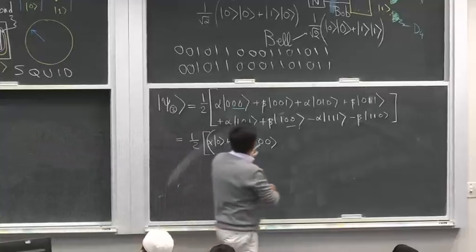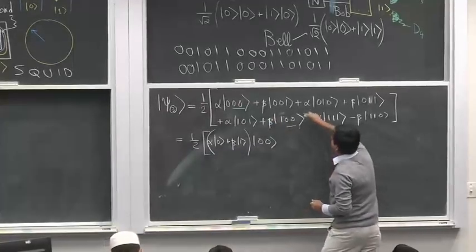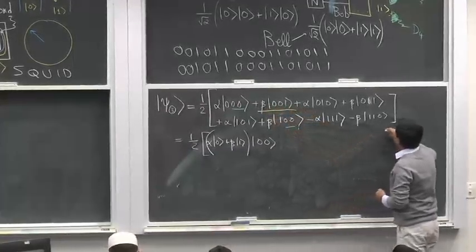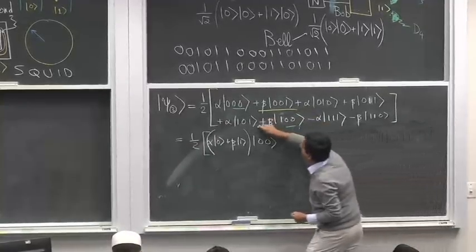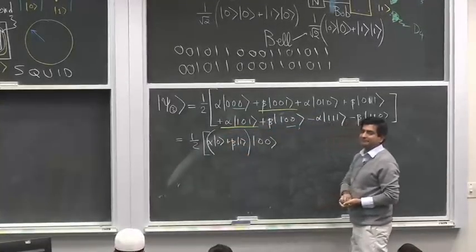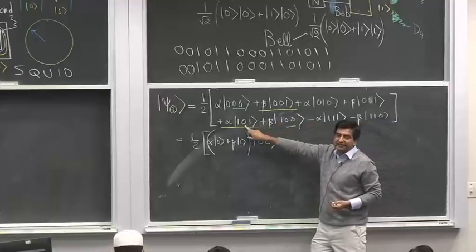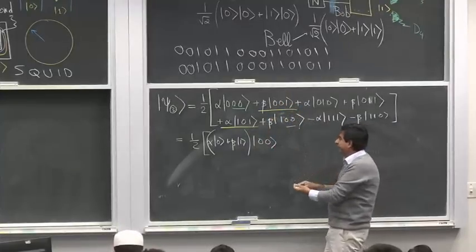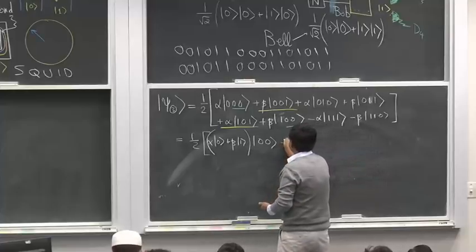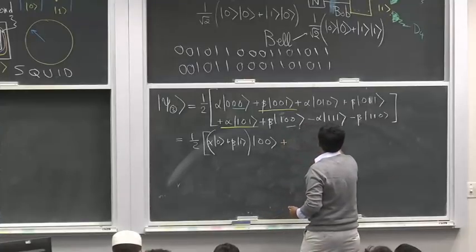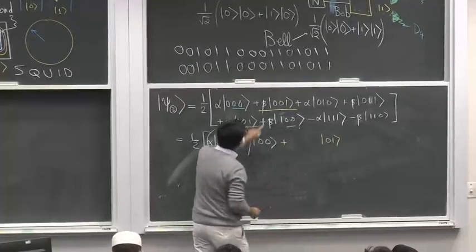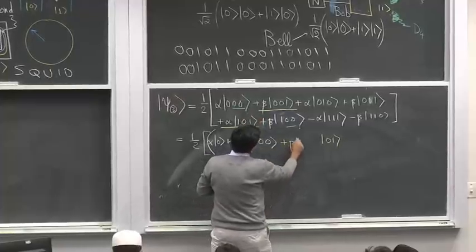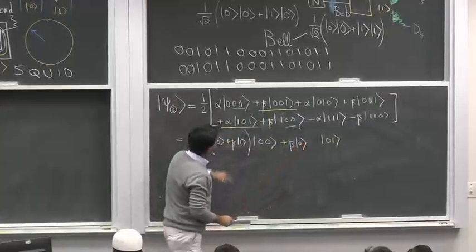Now I take 0, 1. I take this term and I take this term over here. The second and third qubits are in the state 0, 1. So I factorize the state of the second and the third qubit 0, 1. And the first qubit is now in a state beta 0 plus alpha 1.